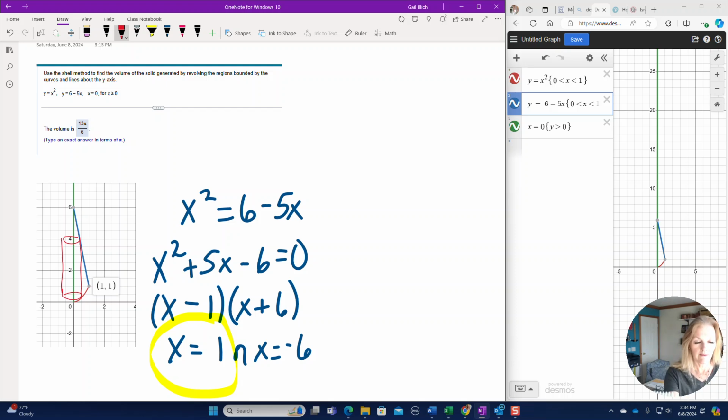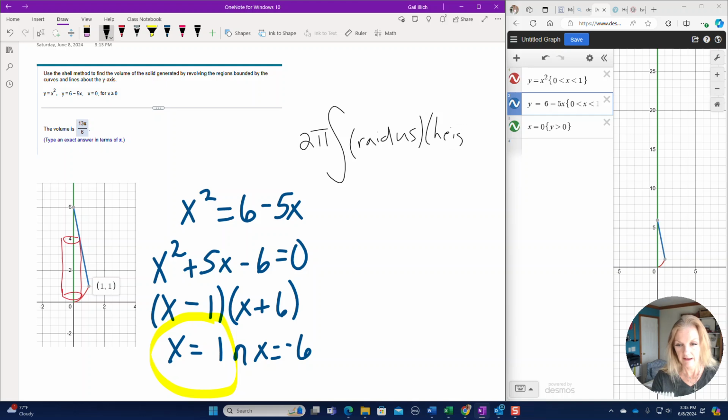So we do have a formula for this integration. The volume is 2 pi times the integral over the region of the shell radius times the shell height, and then dx. In this case, dx, because we're revolving about the y-axis, so we're expanding our shells out along the x-axis. We'll start at the y-axis, which will be x equals 0, so we'll integrate from 0, and then we will extend out to 1. We'll stop when x equals 1.